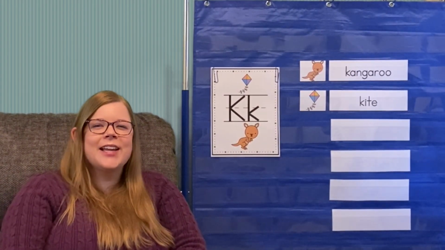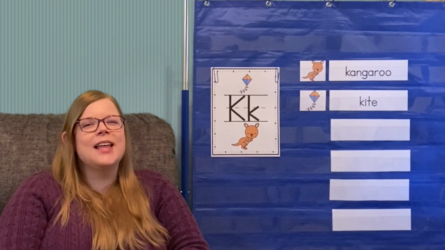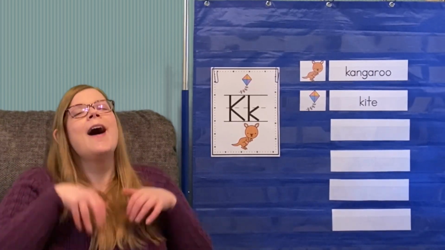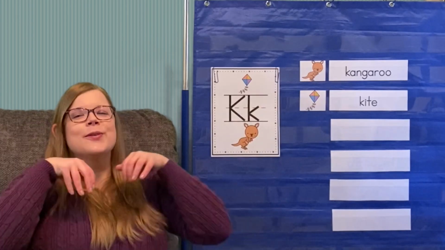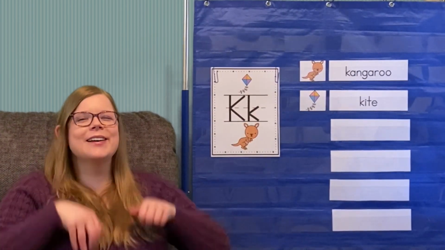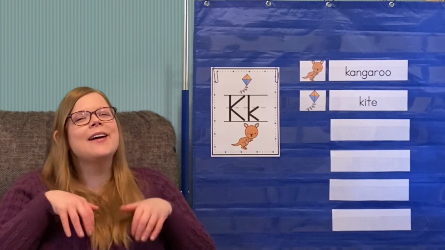The letter K makes a sound. K, k, k, k, k. The letter K makes a sound. K, k, k, k, k. K, k, kangaroo. K, k, kite. K, k, kangaroo, k, k, kite. The letter K makes a sound, k, k, k, k, k.